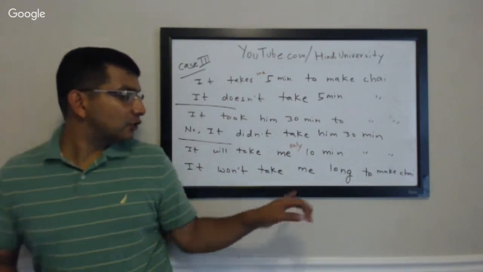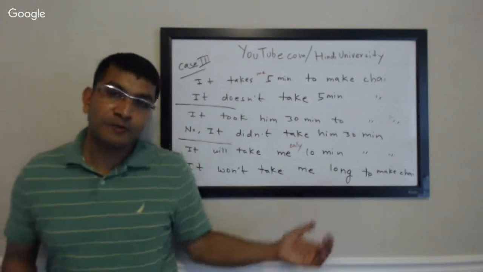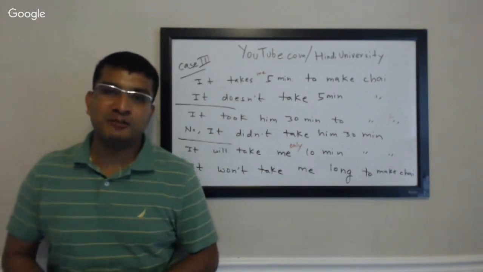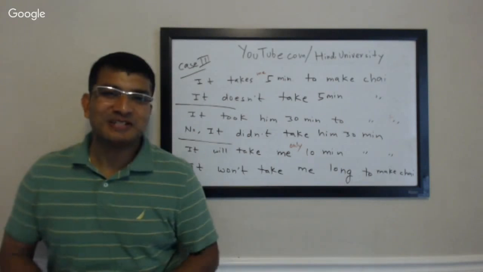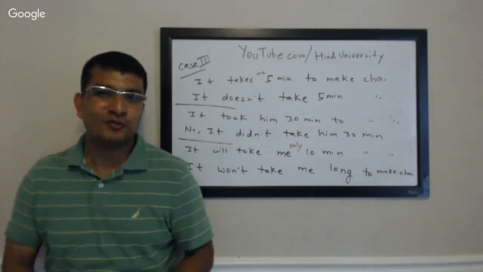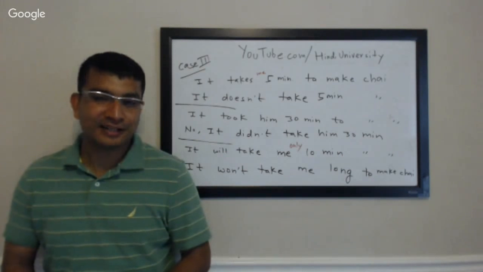As I said, there are many variables you can make. You don't have to say me. It could be anyone. You don't have to say chai. It could be a building. It could be a software program. It could be khana. It could be anything. It could be any creative drawing. Sky is the limit, okay?